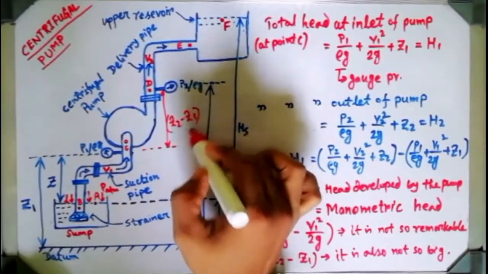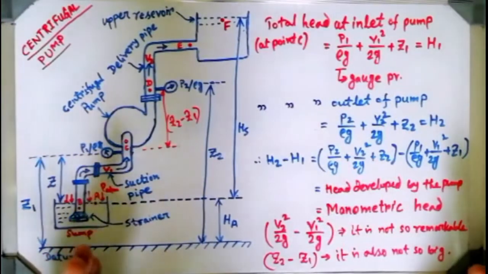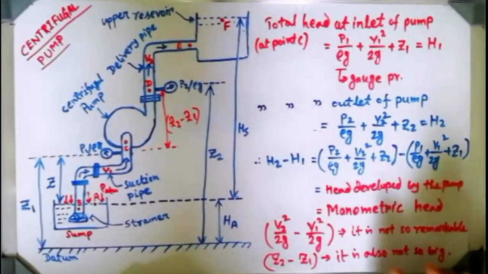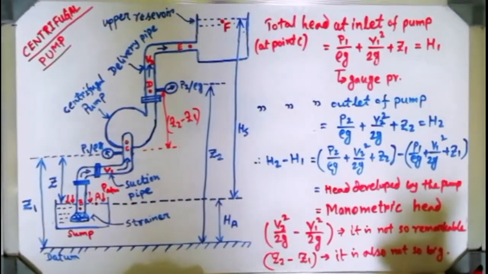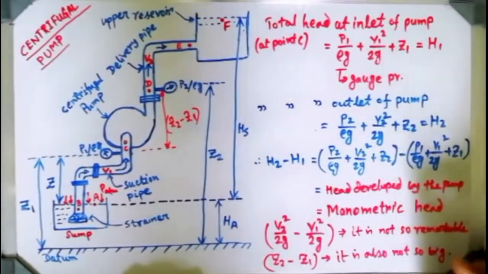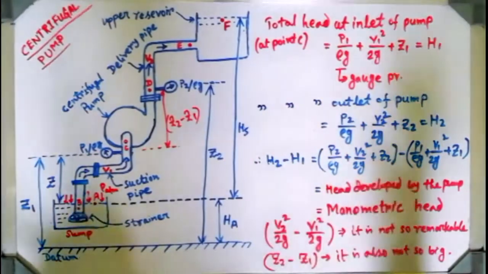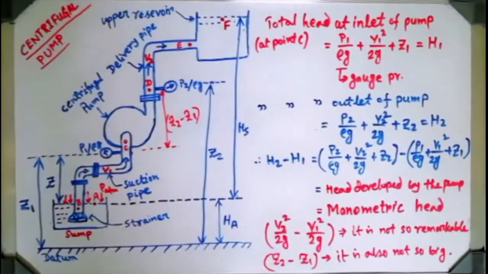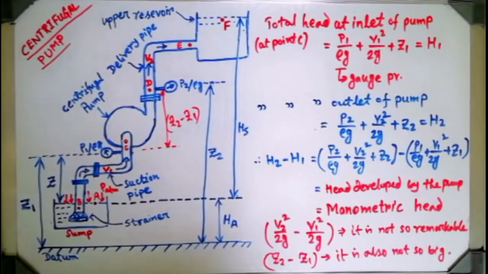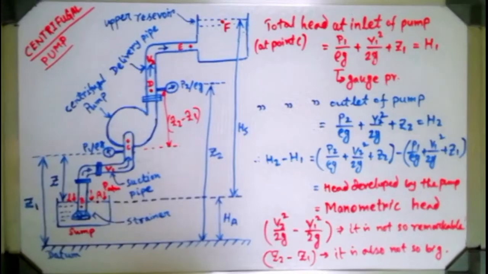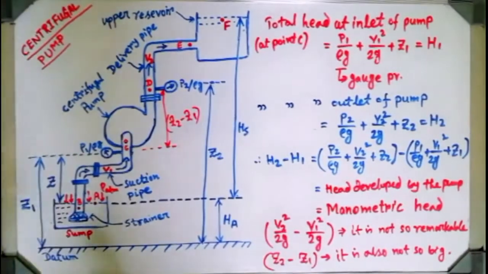Okay, if we get very big values for both of these, then we have to consider them. But if you see by observation that these two values do not have a huge impact on that expression, then we can ignore them. By ignoring them, you can make a simplified expression for manometric head.